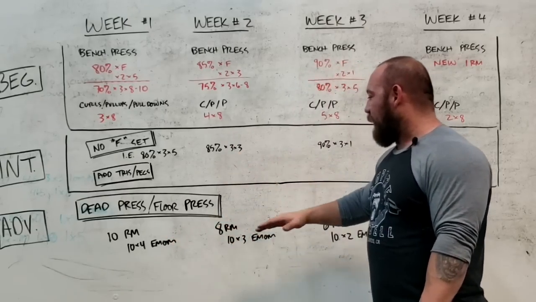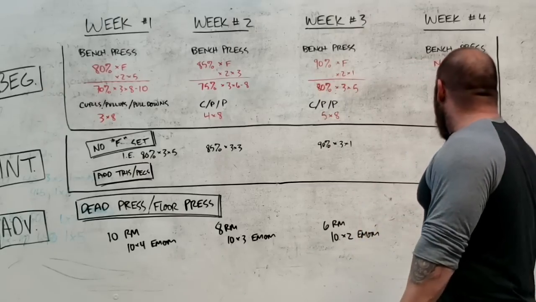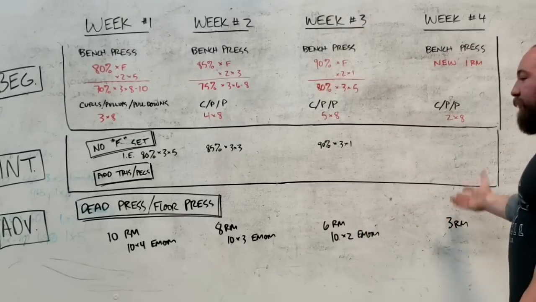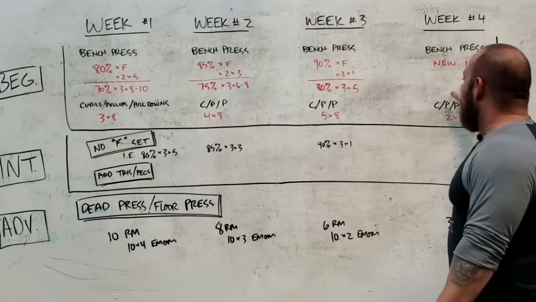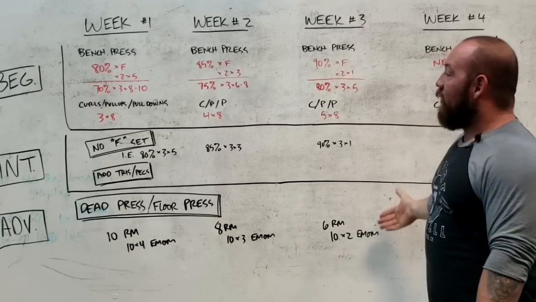Then the next week you work up to an 8 rep max, and then you do a 10x3, and then a 6 rep max and a 10x2. And then on the heaviest week, you just work up to a 3 rep max after you hit your new 1 rep max and bang out your accessory. And that's the long and short of it.